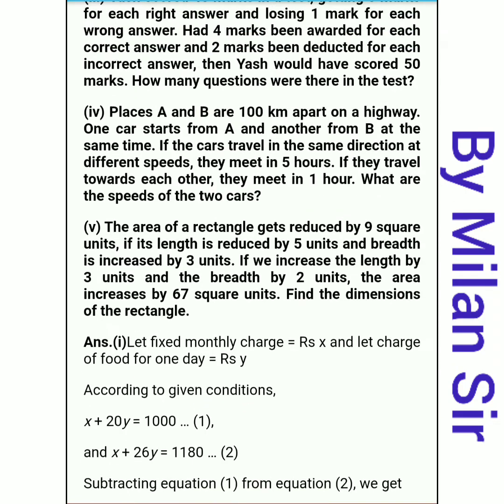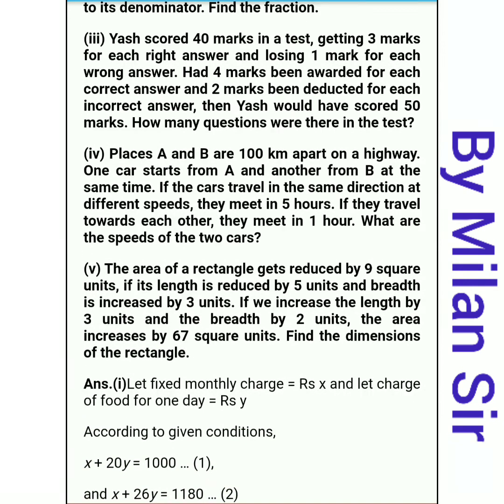Then question number 3. First of all, read the question. Yash scored 40 marks in a test, getting 3 marks for each right answer and losing 1 mark for each wrong answer. Had 4 marks been awarded for each correct answer and 2 marks been deducted for each incorrect answer, then Yash would have scored 50 marks. How many questions were there in the test? We need to find the total number of questions in the test.